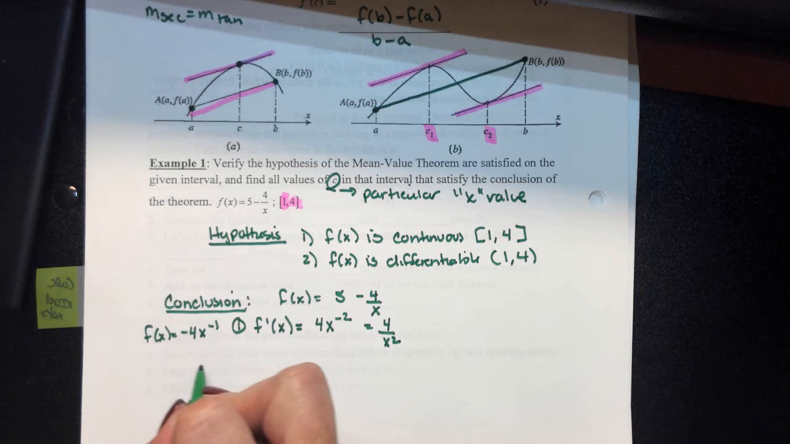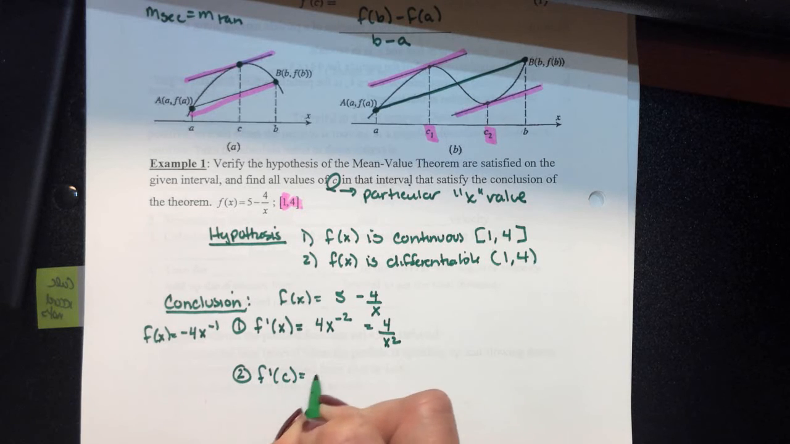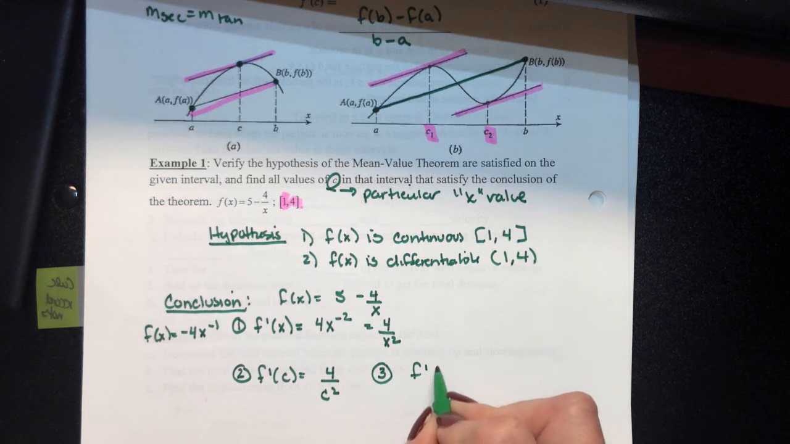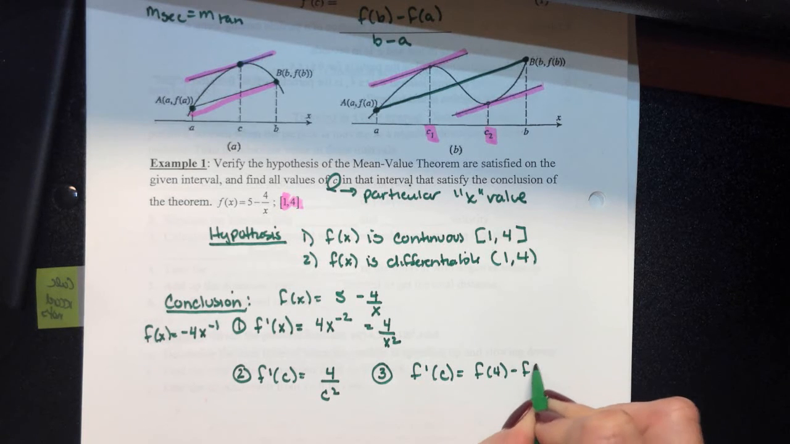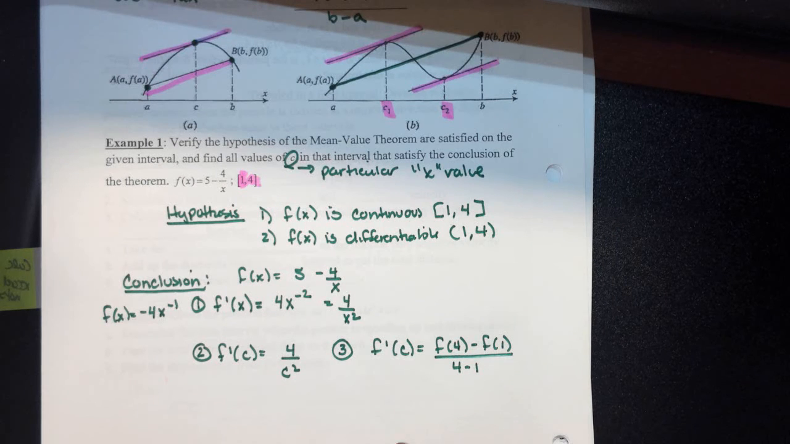So then f prime of c is equal to 4 over c squared. So now what we want to do is find the slope. So we want to find our f prime of c to be equal to f of 4 minus f of 1 all over 4 minus 1. What that's giving us is the slope of our secant line.